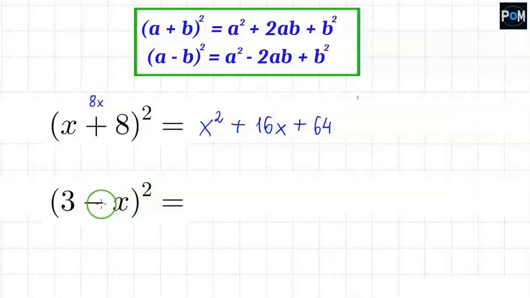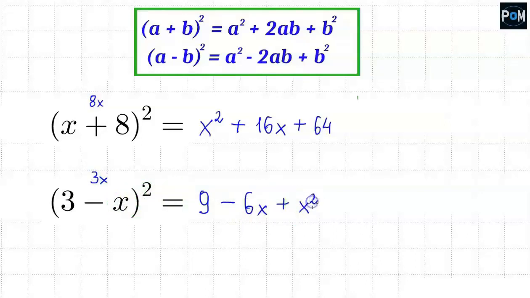We proceed the same way. First, we have to square this number 3. 3 squared gives us 9. Then we copy this sign. And now we have to multiply these two numbers by each other. 3 times x equals 3x. And we need to double it. Doubled 3x gives us 6x. And finally, we need to square this x, which gives us x squared.